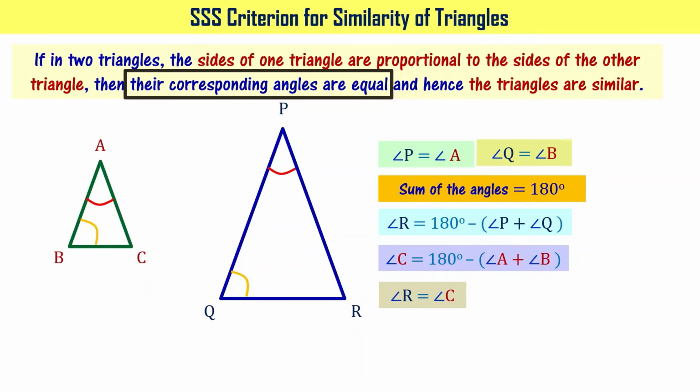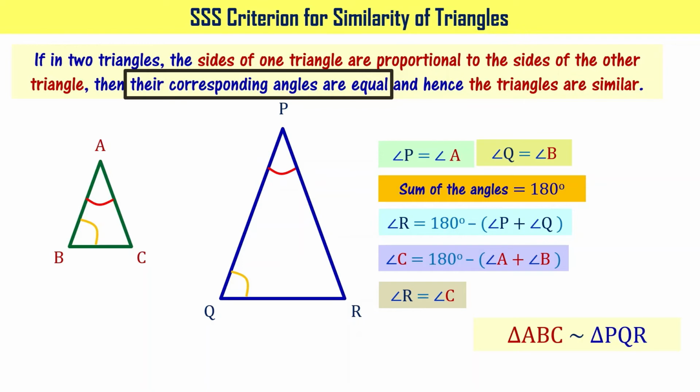It means that for the given triangles, triangle ABC and triangle PQR, we have shown that the sides of one triangle are proportional to the sides of the other triangle, and then their corresponding angles are equal. Hence, the triangles are going to be similar. It means I can write triangle ABC is similar to triangle PQR, right?